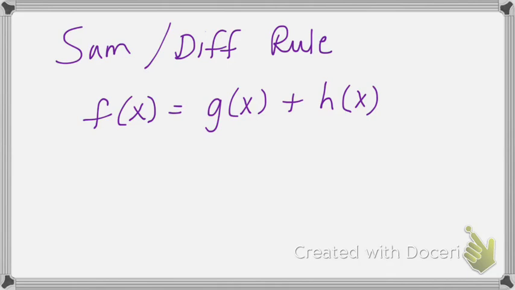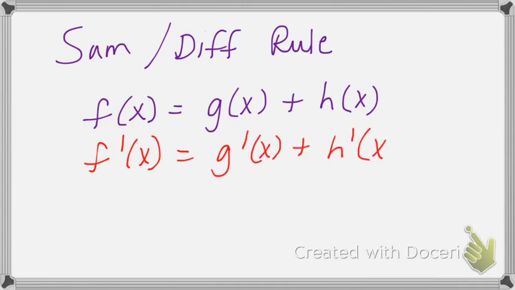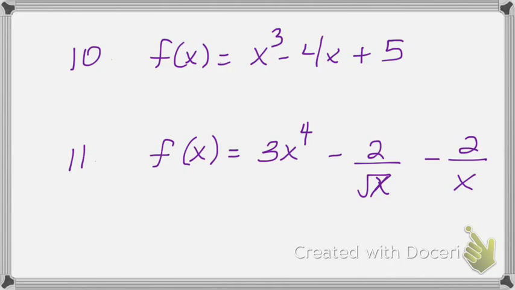Alright, the sum and difference rule. Basically what it says is that if you want to find the derivative of two functions that are added together, you find the derivative of each function and add it together. This does not apply to quotients and to products, but for sum and difference it does. So let's look at those examples.